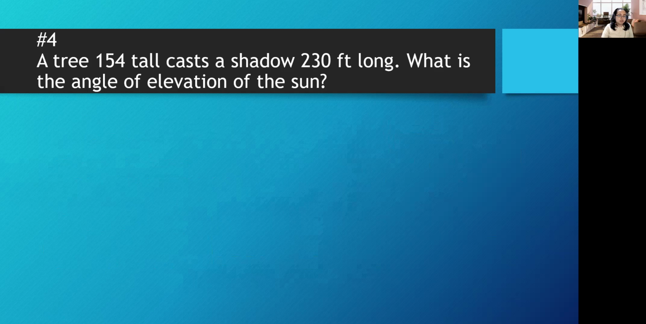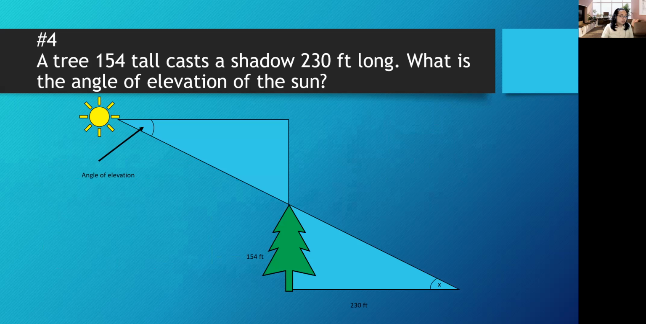Next, a tree 154 feet tall casts a shadow 234 feet long. What is the angle of elevation of the sun? We are able to express the problem in this image, wherein this is the angle of elevation of the sun, and this is the tree in the problem.